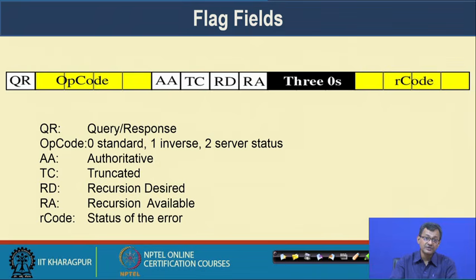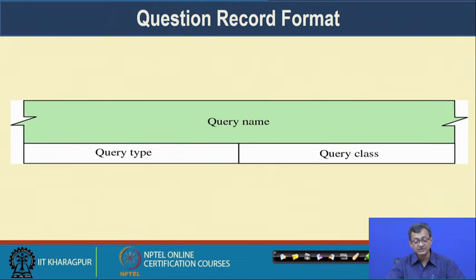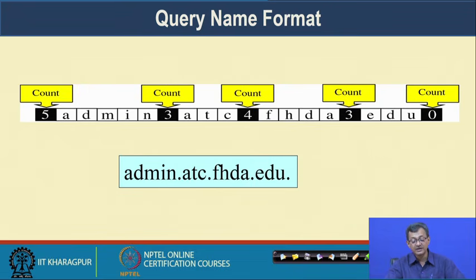If it is authoritative, then the A flag is on. TC is whether it is truncated or the full record is sent, RD is the recursion desired, RA is the recursion available, and R code is the status of the error. So, these are the different formats of these flag fields, and the type of records, as we mentioned, record one is the query name, query type, and query class.